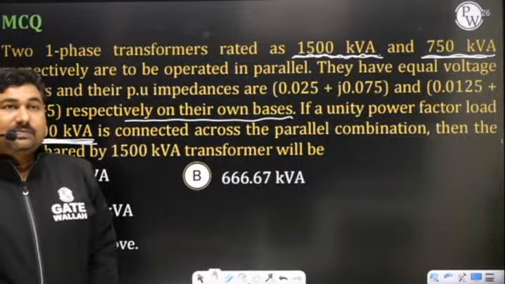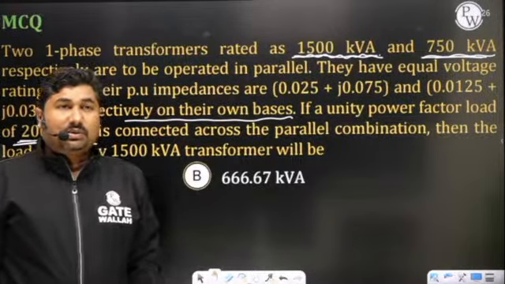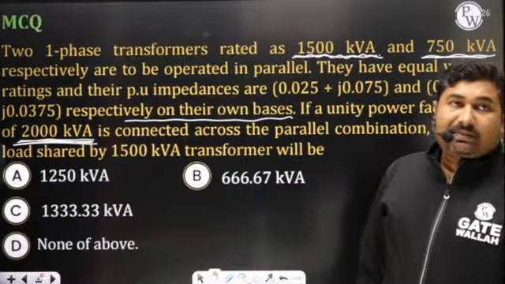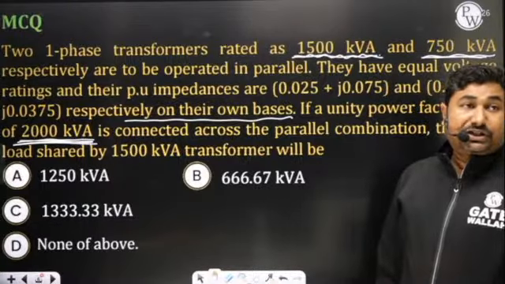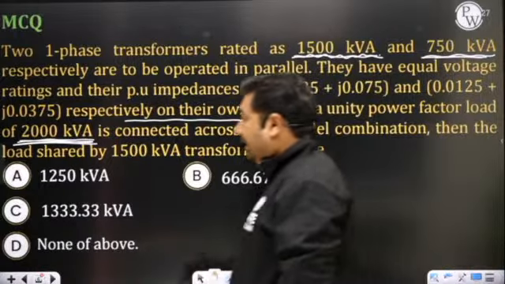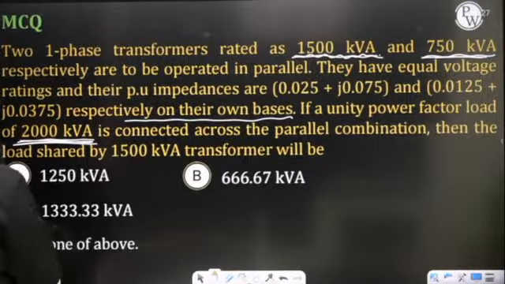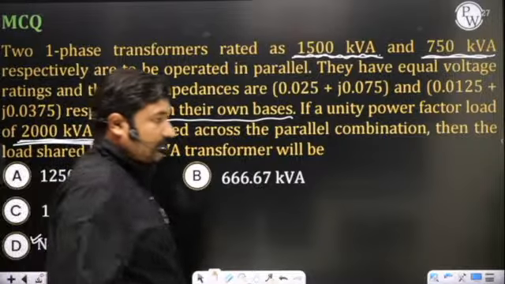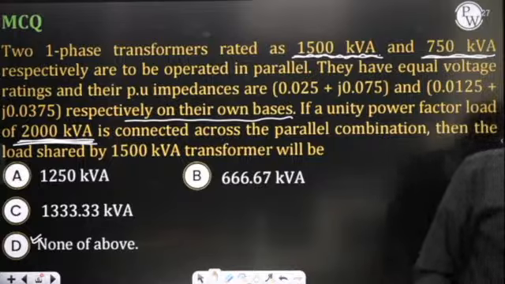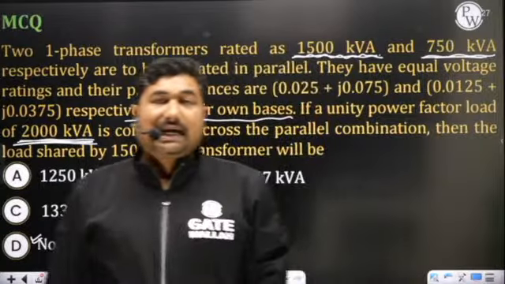So, if a unity power factor load of 2000 is connected across this parallel combination, then the load shared by the 1500 kVA transformer will be 1000 kVA, which is none of the above. Is it okay? Great, sir. So hoping you are able to understand this question properly.